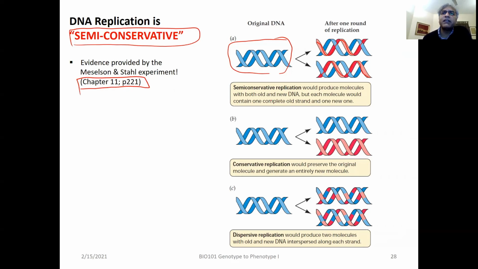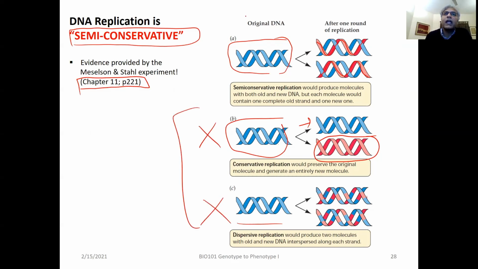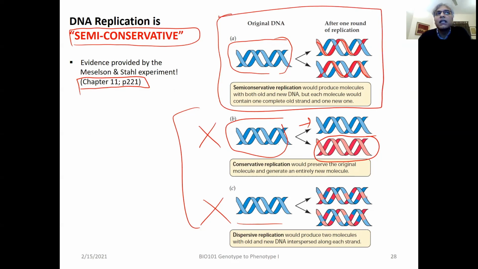In contrast to semi-conservative, the other models which people were discussing were conservative and dispersive. Conservative means you have one copy that will remain as such, and then the new copy will be formed. Dispersive means you have the parental strands, and in between you have new nucleotides formed. But Meselson and Stahl showed that these 2 models are wrong, and today there is consensus. We all know that DNA replication follows the semi-conservative model.